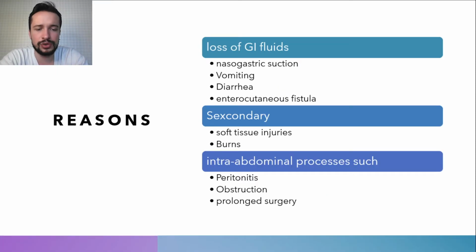The most common cause of volume deficit in surgical patients is a loss of gastrointestinal fluids from nasogastric suction, vomiting, diarrhea, or enterocutaneous fistula. In addition, sequestration secondary to soft tissue injuries, burns, and intra-abdominal processes such as peritonitis, obstruction, or prolonged surgery can also lead to massive volume deficits.